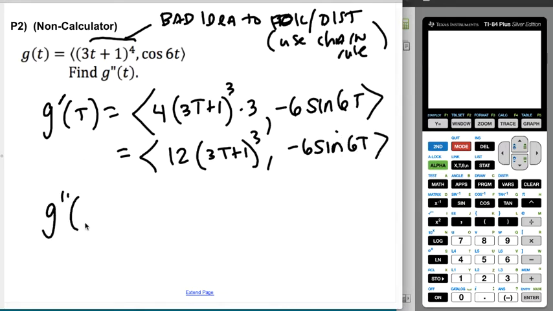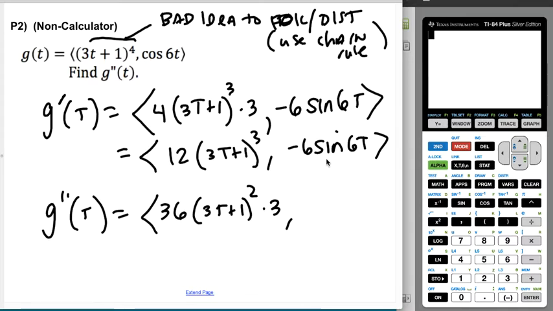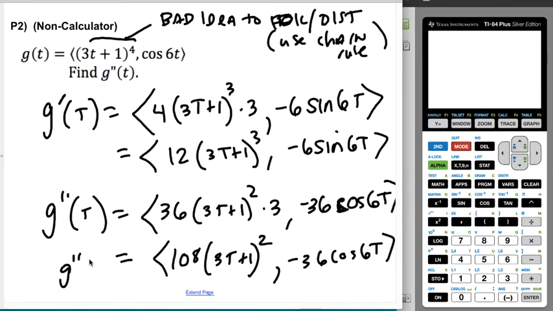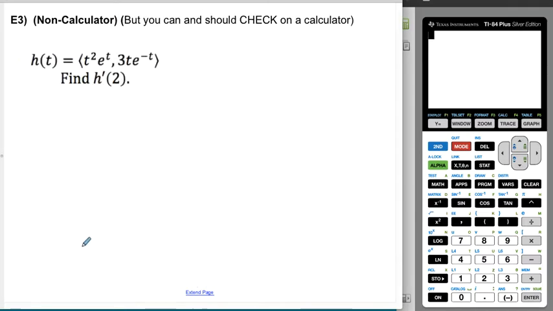And that means that my g double prime of t, when I differentiate this again, I'm going to get that this is a 36 times 3t plus 1 quantity squared times the derivative of the inside, which is another 3. And here, the derivative of a sine is a regular cosine, but I'm going to have to multiply by 6. So this will be a negative 36 cosine of 6t. And then I'm going to clean up this last little bit. That should be 108, because it's a 90 and an 18. So 108 times this 3t plus 1 quantity squared, comma, negative 36 cosine of 6t. And that's my g double prime, and that's the answer we want. Now, you don't have to necessarily show that step in the middle that requires work. I know you can do that in your head, but I'm showing it here just to make sure we know.